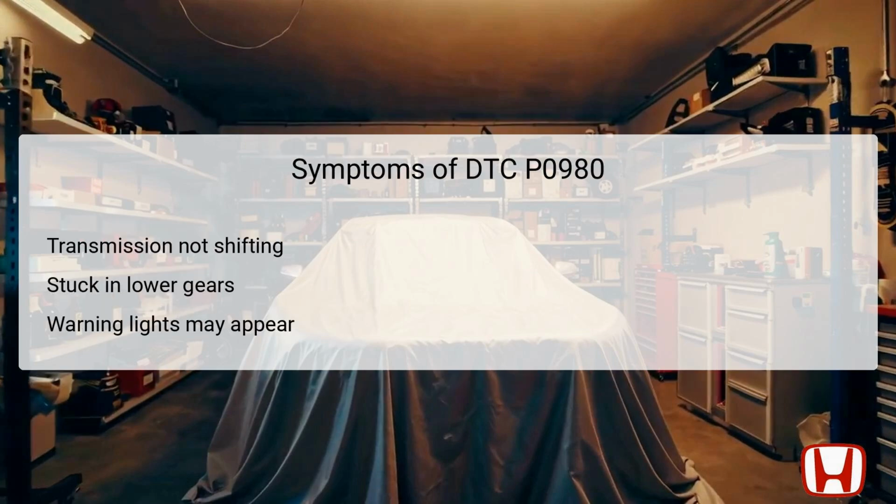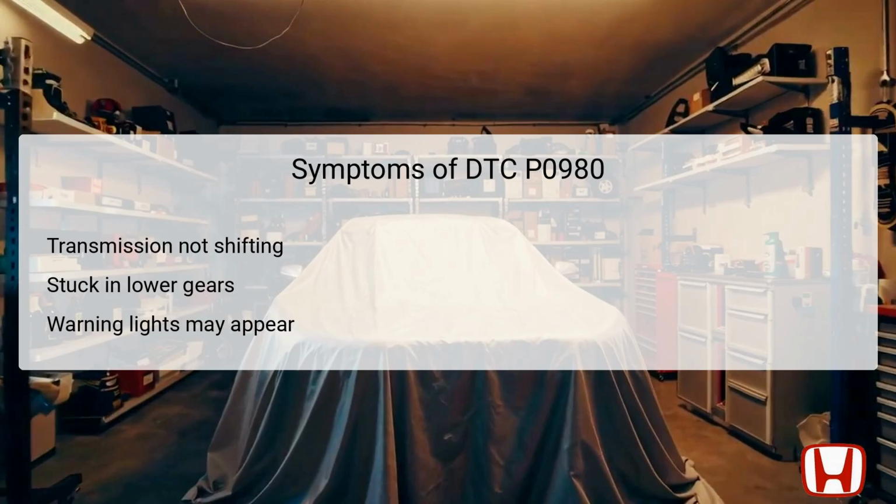Symptoms associated with the DTC P0980 primarily involve the transmission's inability to shift properly. The most noticeable symptom is that the vehicle fails to shift into both second and fifth gears, which is indicative of a malfunction in the electrical circuit.